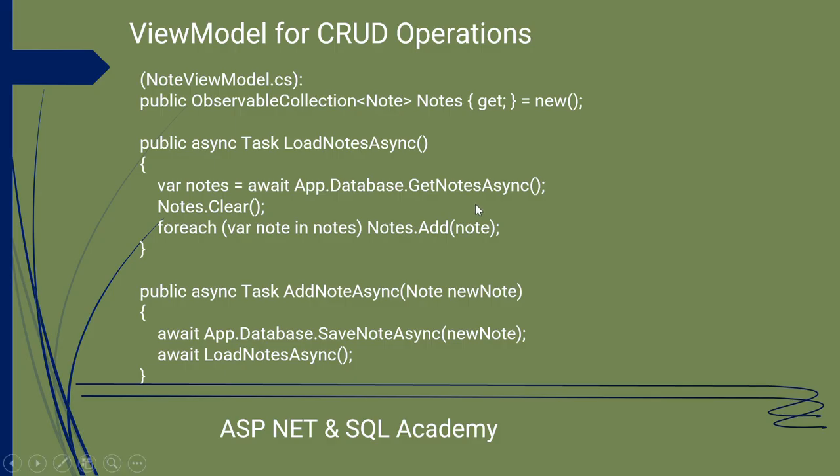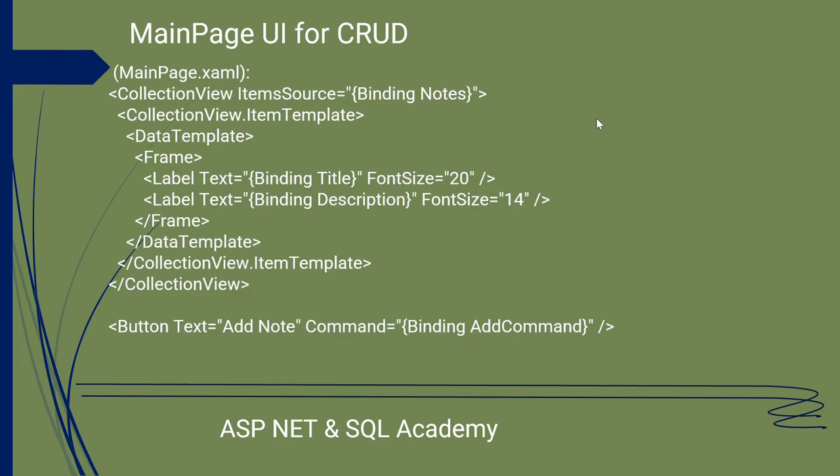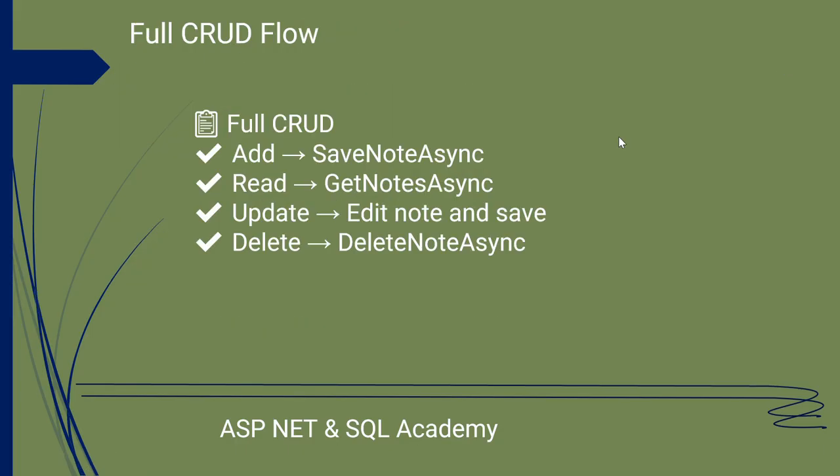The view model loads and saves notes. Use ObservableCollection so the UI updates automatically. Bind your note list to a CollectionView. Add a button to create a new note using commands or methods. Your app can now create, update, and delete records locally, all powered by SQLite and view models.